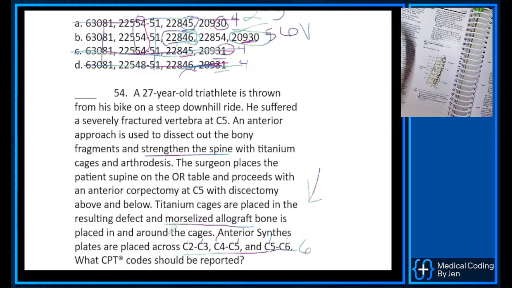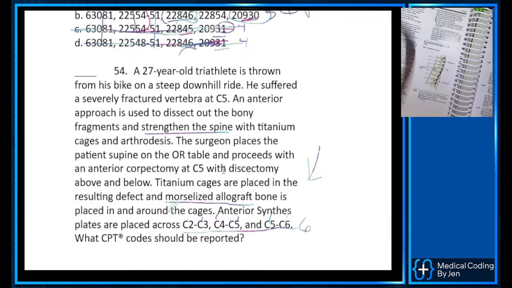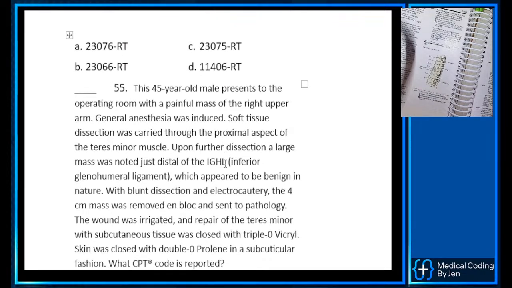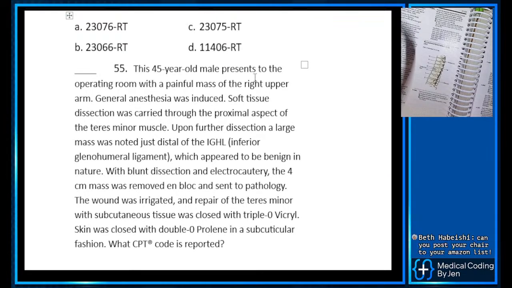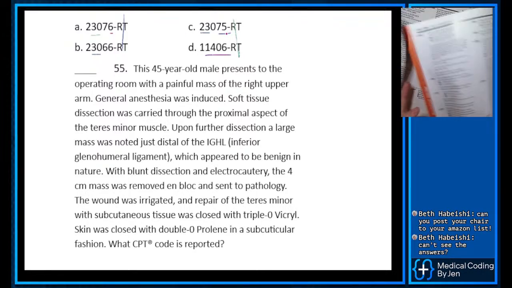Did everybody get B for their answer for this one? Everybody see why? All right, what about this one? You don't have to worry about the modifier. Are we in integumentary or are we in musculoskeletal? The two codes that are super close together numerically are A and C. I would run to those two codes and see what's going on with those.